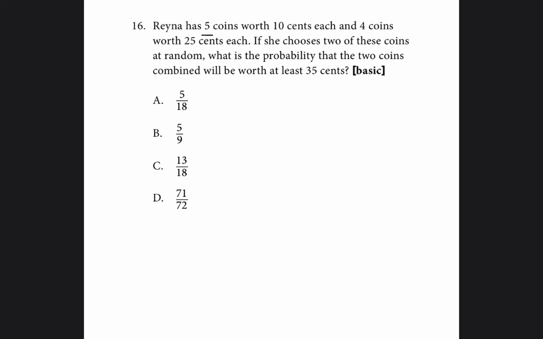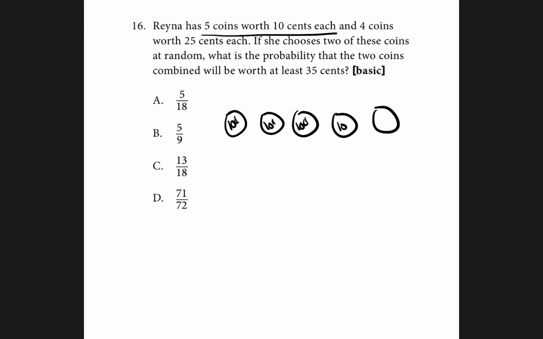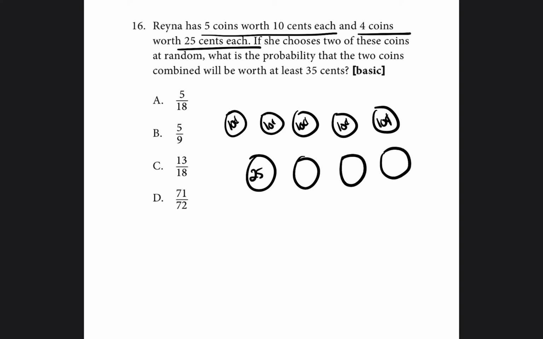Raina has 5 coins worth 10 cents each: 10 cents, 10 cents, 10 cents, 10 cents, 10 cents. And 4 coins worth 25 cents each: 1, 2, 3, 4. 25 cents, 25 cents, 25 cents, 25 cents. She's choosing 2 coins of these at random.